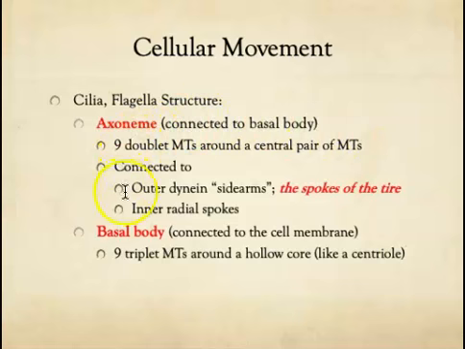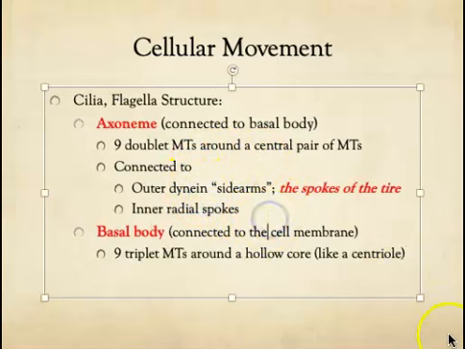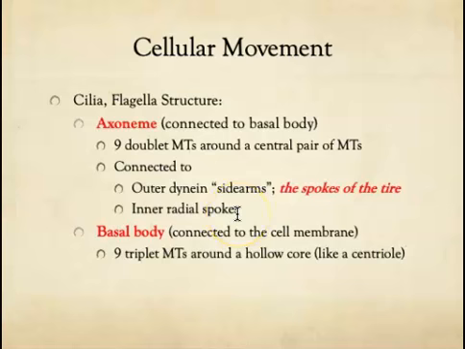Now this is where the dynein comes in. I'll show you an image of this in a minute, but you have to imagine that you've got this central pair of microtubules, and then you've got a tube around it. Think of a bicycle tire here. The dynein is going to be the spokes of the tire. The dynein is going to connect the outer rim to the inner central structure of the tire. The dynein are often referred to as side arms or spokes, radial spokes, just like we would think of the spokes in a tire.